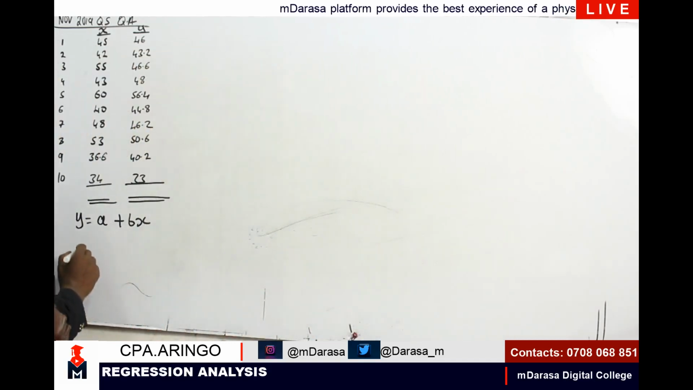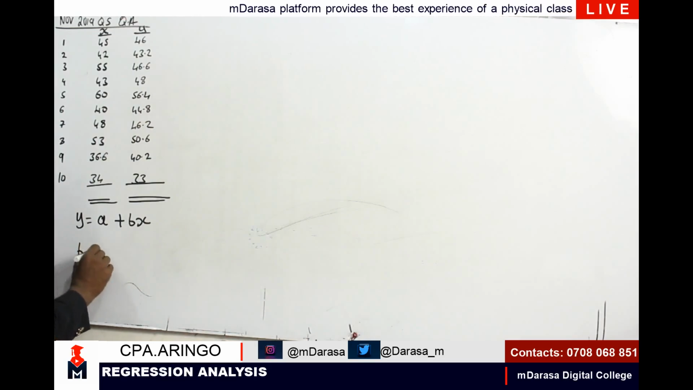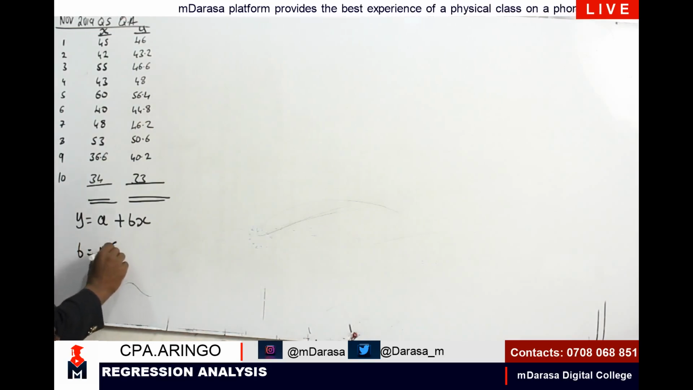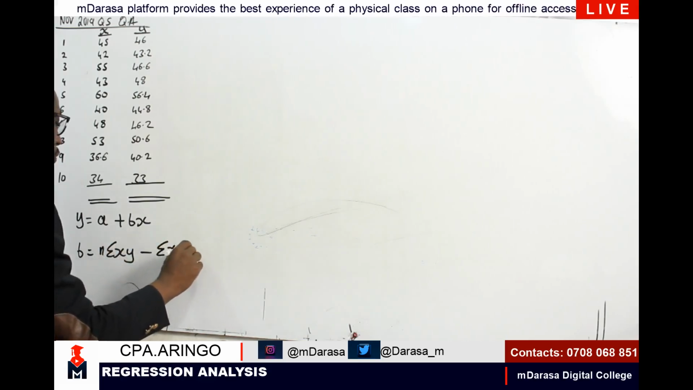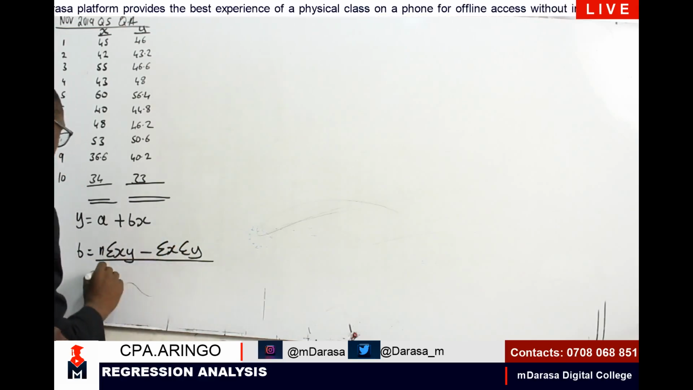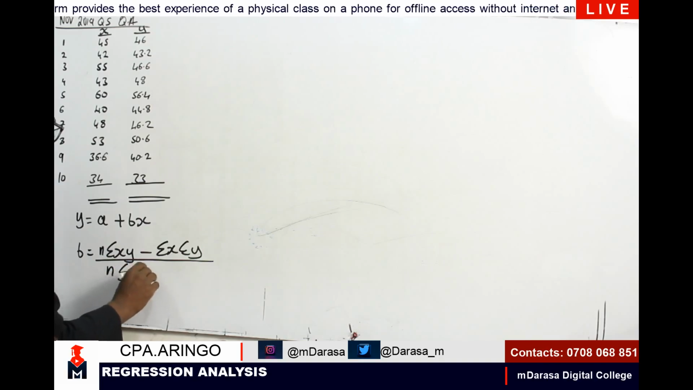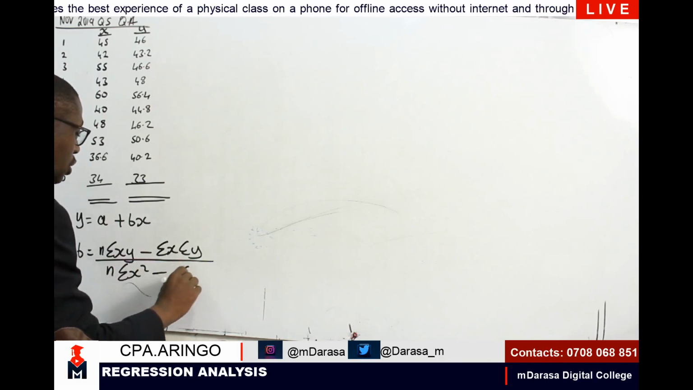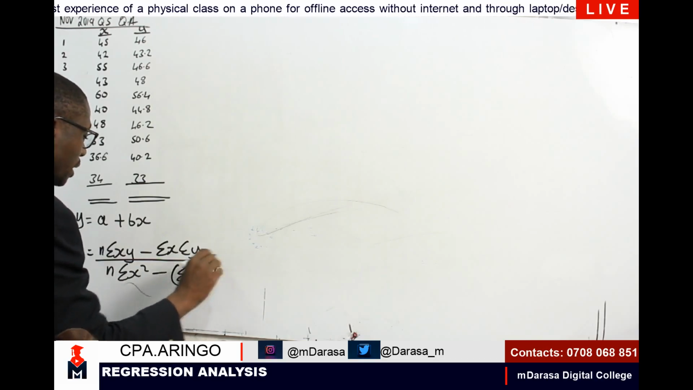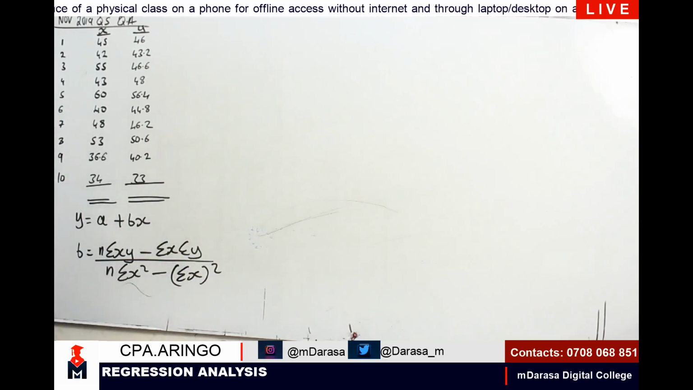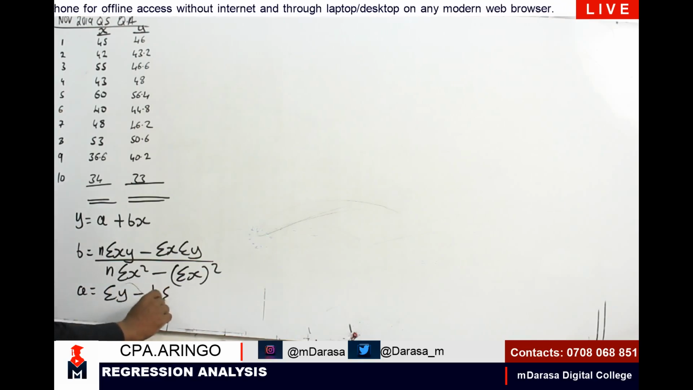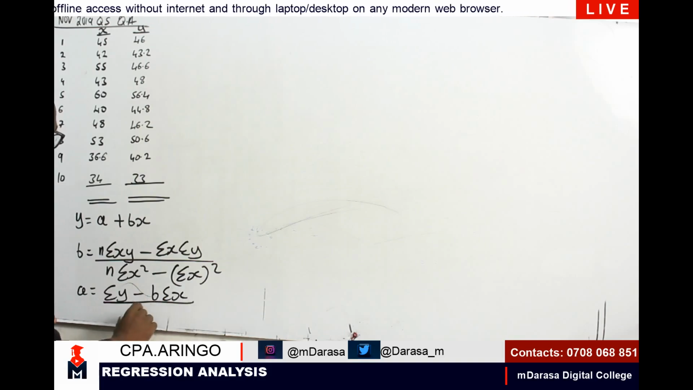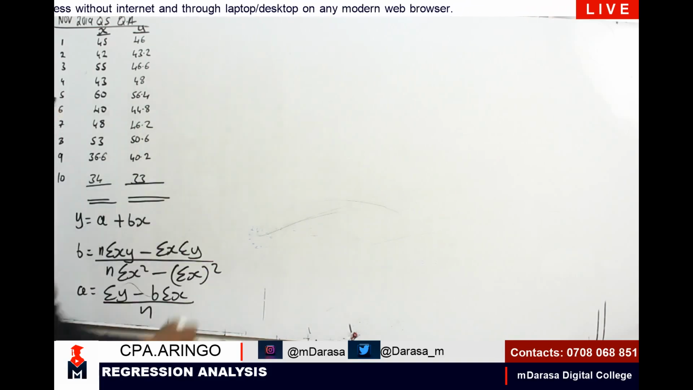And the good thing is we had looked at this. To determine b, we mentioned we'll be talking of n, summation of xy, minus summation of x, summation of y, into n, summation of x squared, of course, minus summation of x, then we square that one. That is how to determine our b. What about a? For a, recall, we are talking of summation of y minus b, summation of x. We divide by n. N is our number of data values.